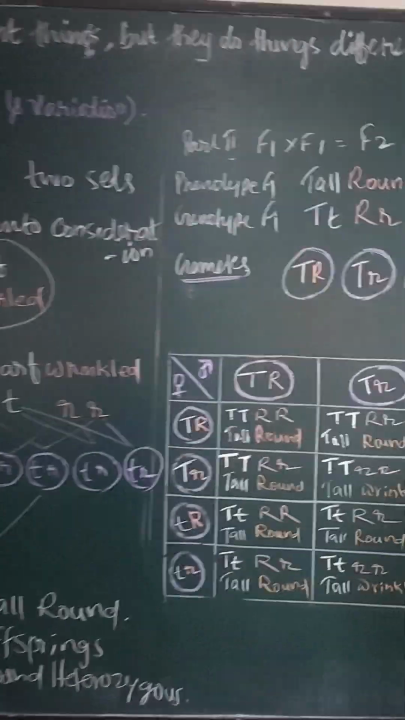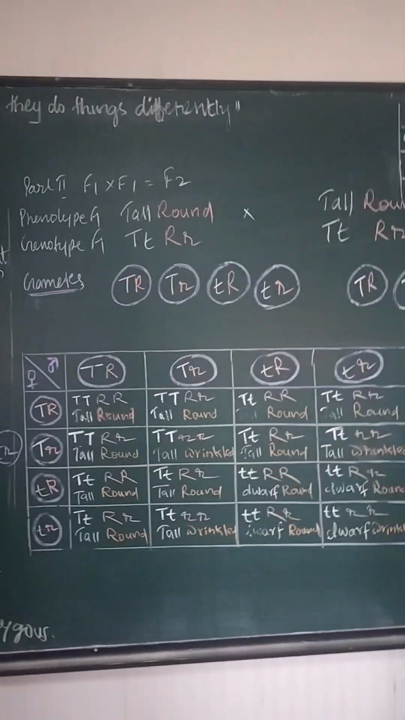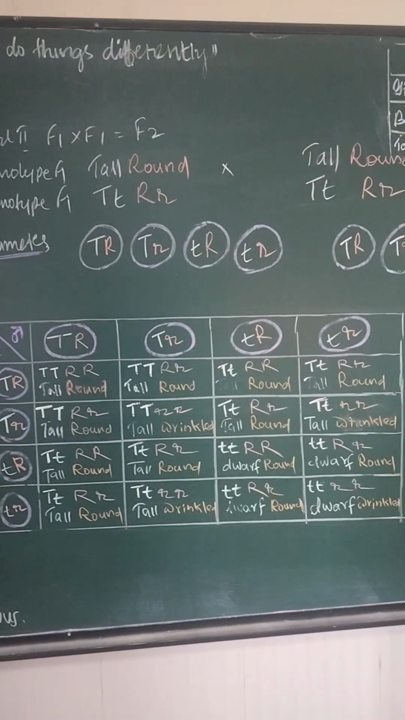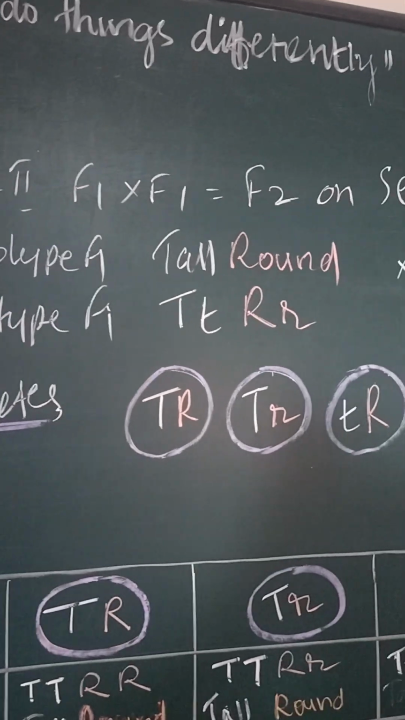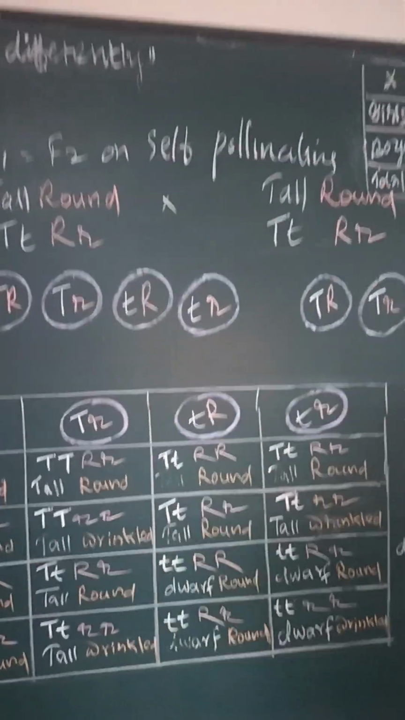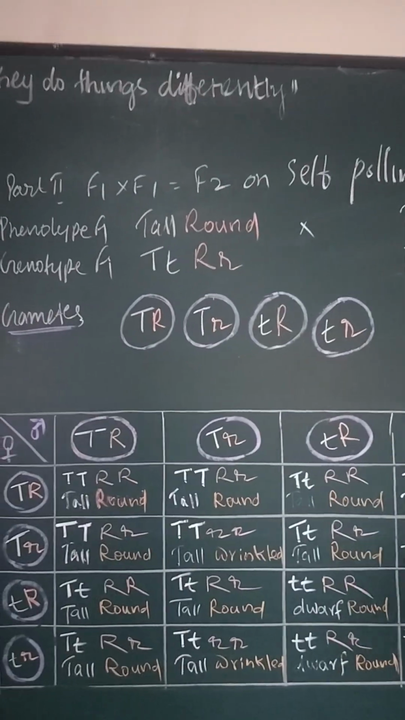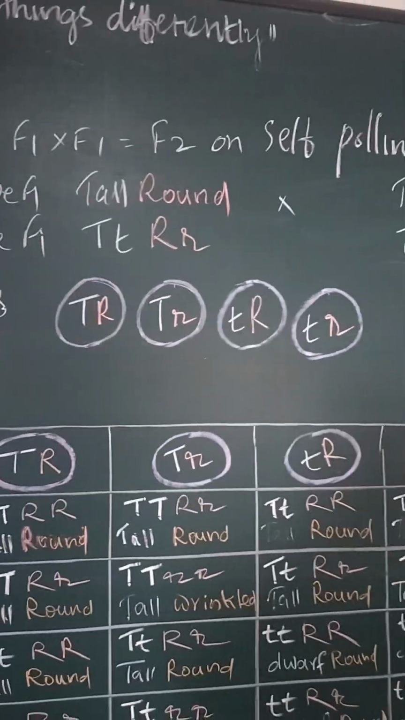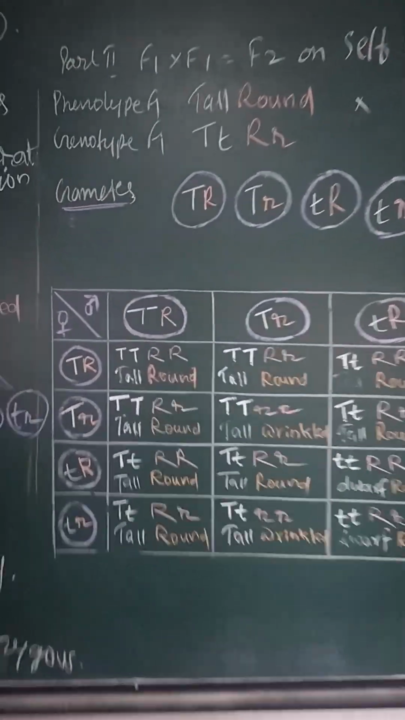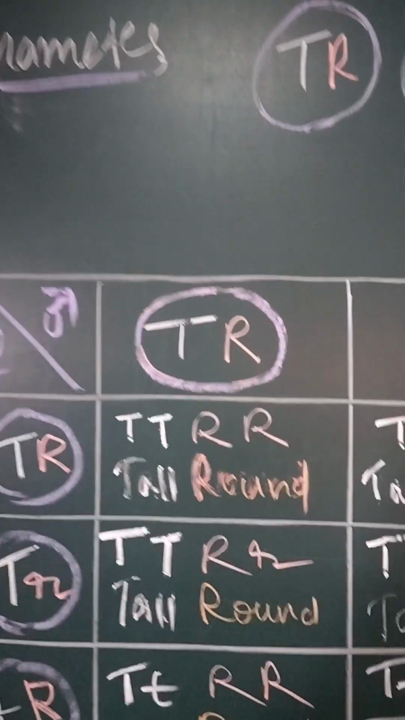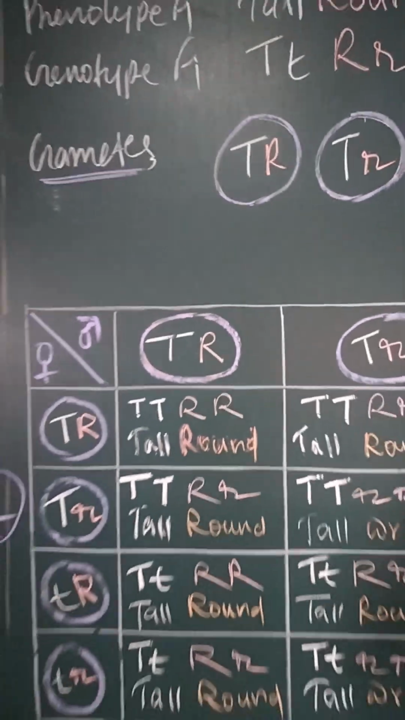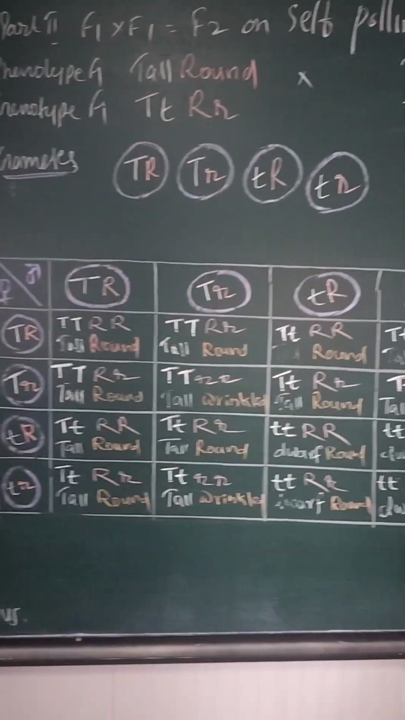Coming to the second part, that is part 2. Here you can see the phenotype of tall round versus tall round. Why? Because F1 crossed with F1 will give you F2 on self-pollination. So you will write the tall round phenotype versus tall round, with the heterozygous genotype. Then you make the gametes as shown here and make the Punnett square by writing the respective letters together. For example, the first column is capital T, capital R, capital R. You can write the phenotype also just below the genotype. By completing the columns, you will get a total of 16 plants.